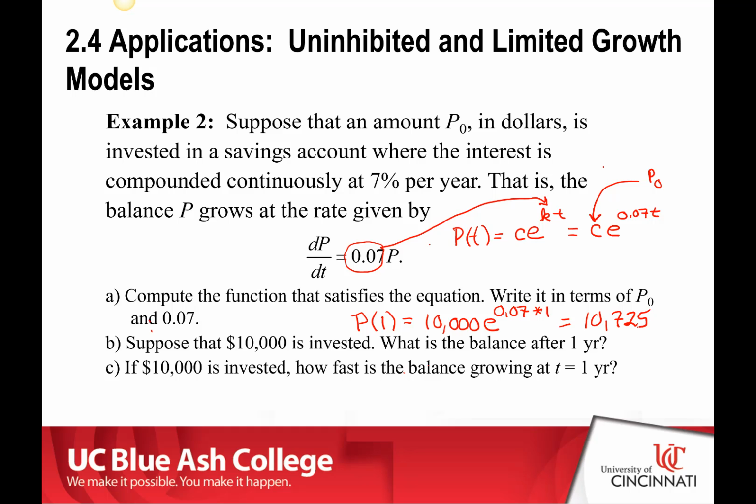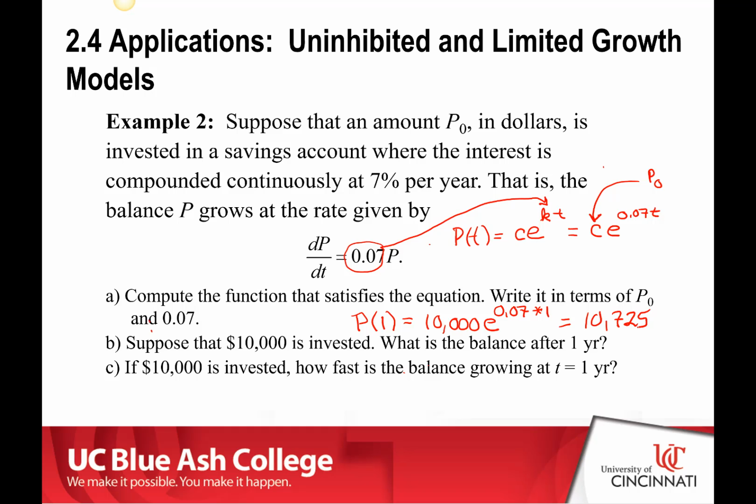Okay, so when you work this out, you get $10,725. How much interest did that money earn during the year? $725. What did you have to do to get that $725? Nothing. Just put the money there and let somebody else work. Well, that's pretty cool.